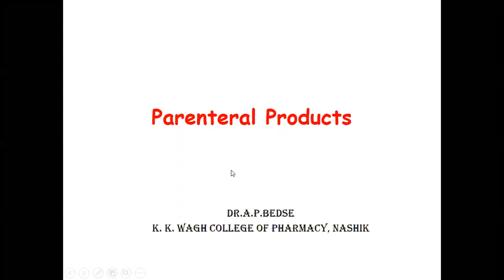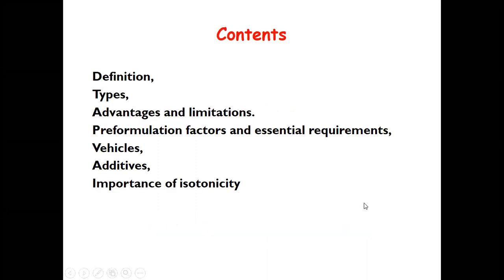Hello dear students, now we are going to discuss parenteral products from Unit 4 Industrial Pharmacy 1. It contains the definition, what parenteral products are, types of parenteral products, advantages and limitations, pre-formulation factors and essential requirements, vehicles, additives, and the importance of isotonicity.